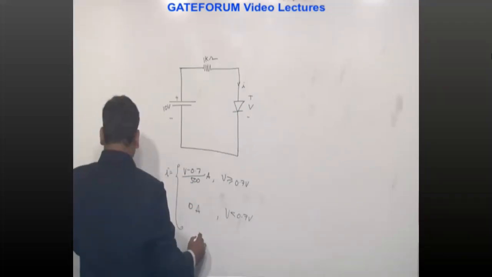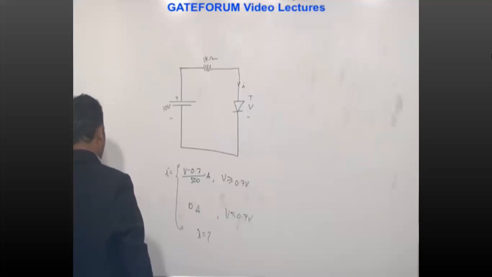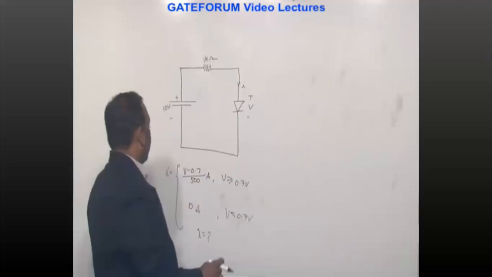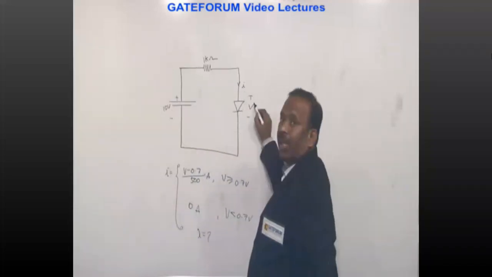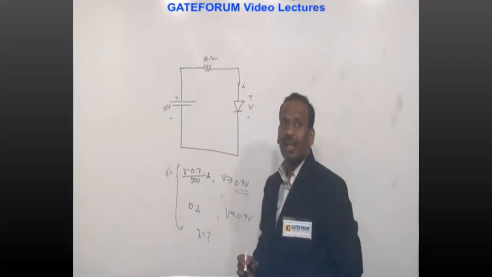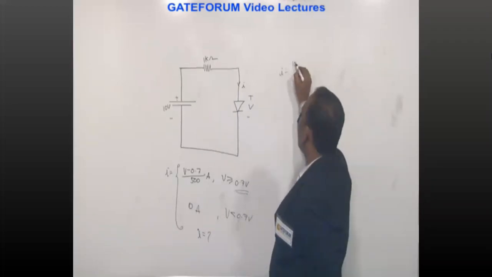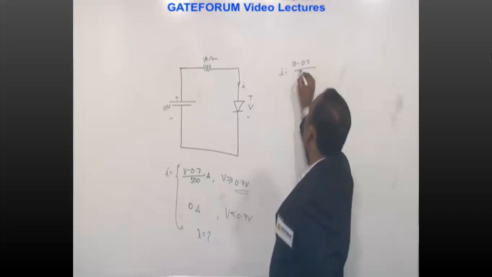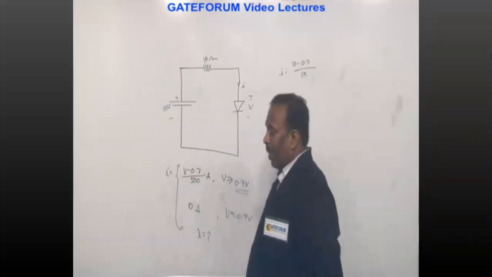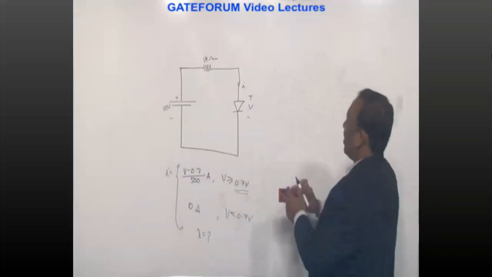Find the current in the circuit. Now, this diode has a cut-in voltage of 0.7, meaning current exists from 0.7 volts. Therefore, current flowing through it is I equals 10 minus 0.7 divided by 1K. Wait, sorry, it is not like this.